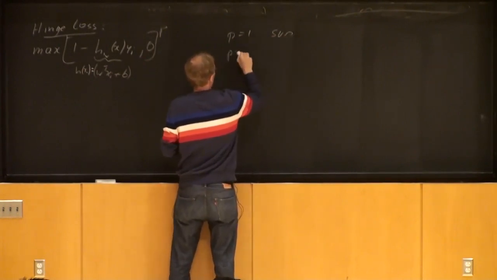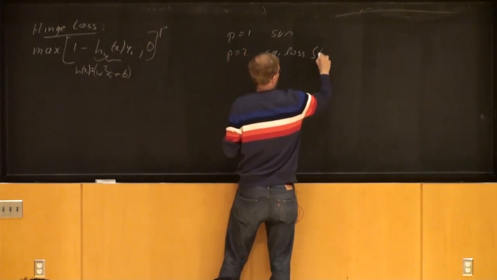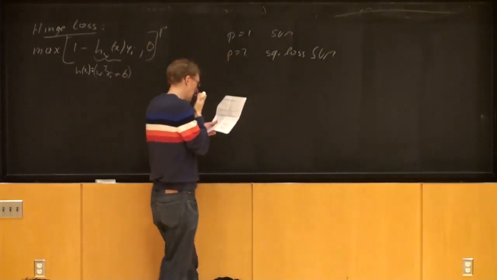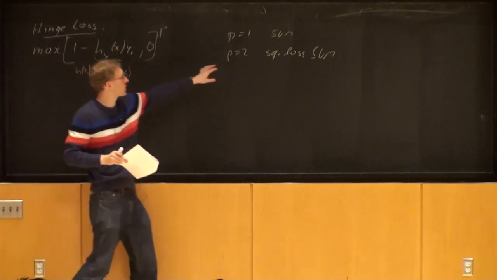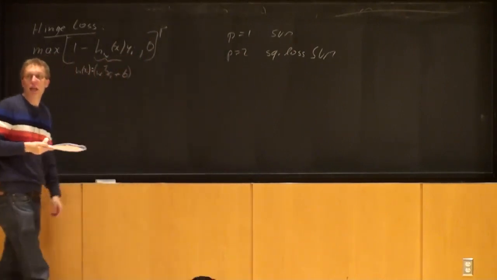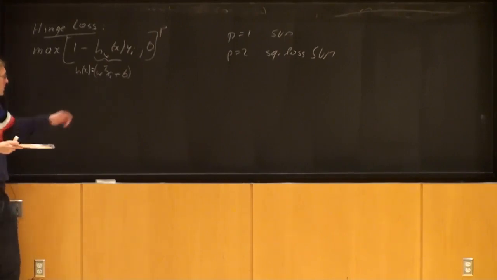If p equals 2, that's the squared loss SVM. The reason people sometimes use p equals 2 is because then it's differentiable, and some solvers only work with differentiable losses. Also, it turns out you can find a closed-form solution in that case, because it's a parabola.